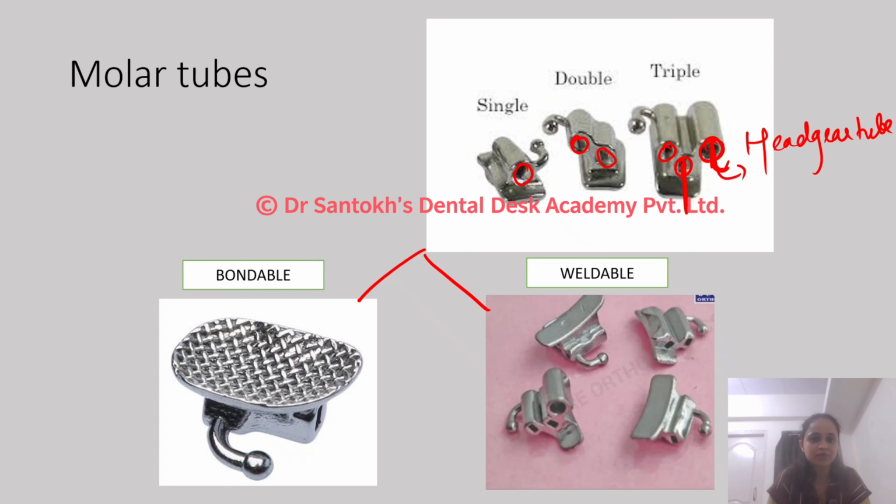So these are weldable molar tubes. You can see the base is plain. It is just welded onto the bands. While this is the bondable molar tube. In the bondable molar tubes, you can see these meshes. These are used for mechanical retention onto the tooth surface. So these are the molar tubes. Just remember these diagrams.